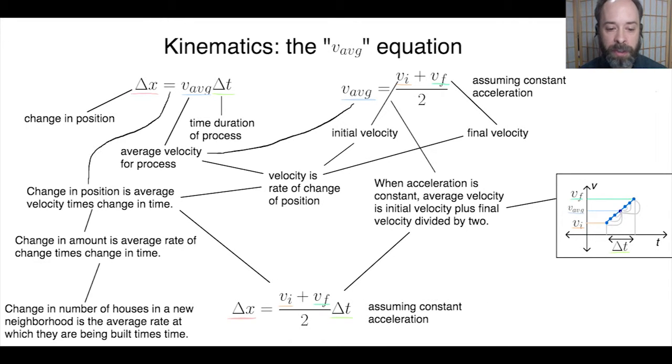The last thing I want to say in this mini lecture is that these two equations can be combined to say that delta x is equal to V initial plus V final divided by 2, that's coming from the right hand side of this equation, times delta t. Essentially, we're just subbing out the right hand side for V average in this equation. And again, that's assuming our normal conditions of constant acceleration.